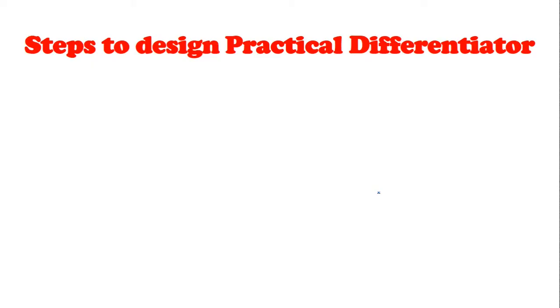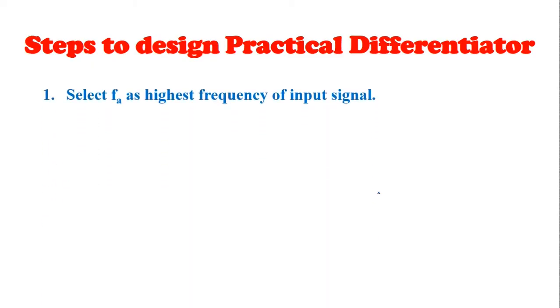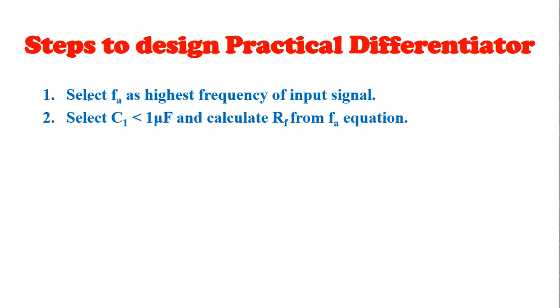Now let us see the steps to design practical differentiator. First step is we have to select the frequency FA as the highest frequency of the input signal. Then we have to select the capacitance C1 to be smaller than 1 microfarad and calculate the resistance RF from the equation of frequency FA.